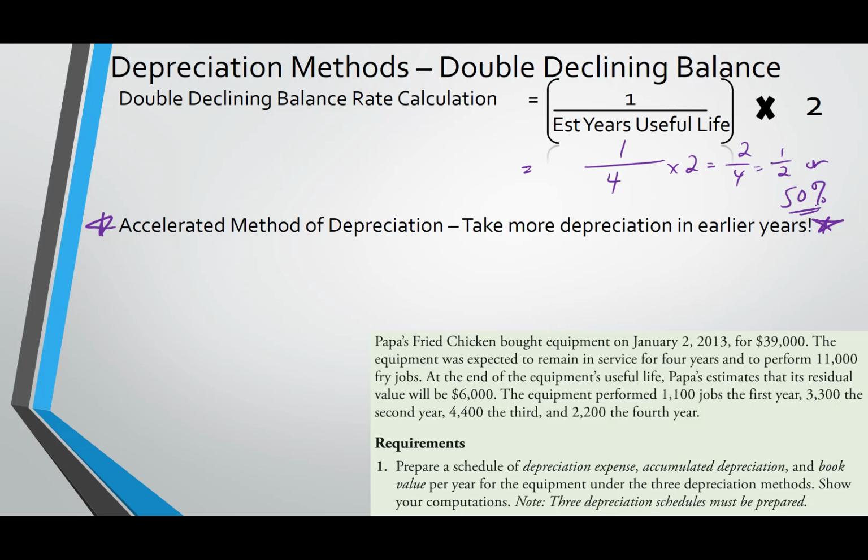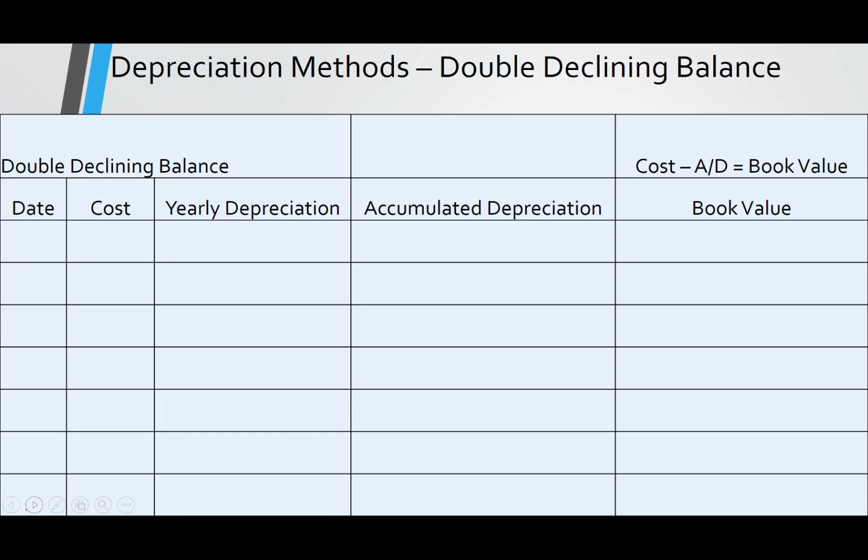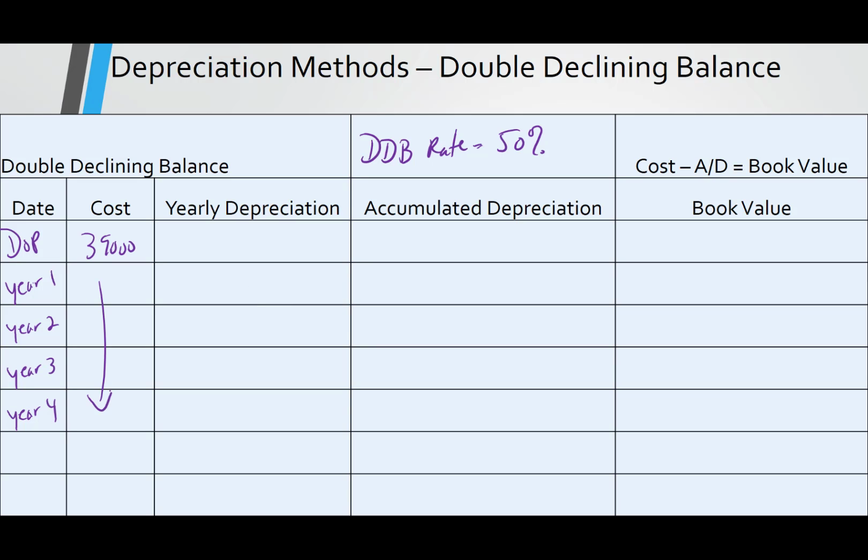All right, the first thing I'll do is make sure we know our double declining balance rate. We'll put that up here as 50%. Okay, so this is going to be set up the same way. Date of purchase, year 1, year 2, year 3, and year 4. Now, what we want to make sure that we realize here is this. Cost still is $39,000, nothing here, and we know our book value to start off with is our cost basis of $39,000.